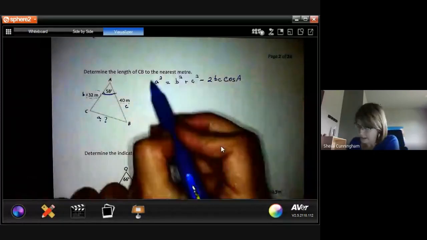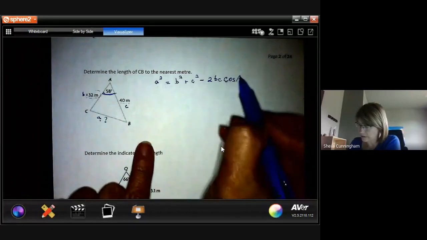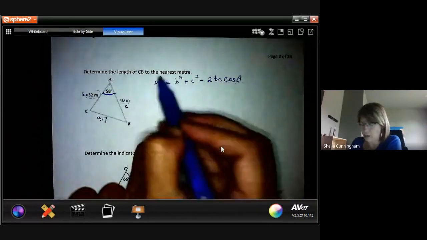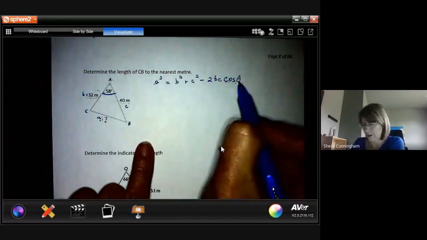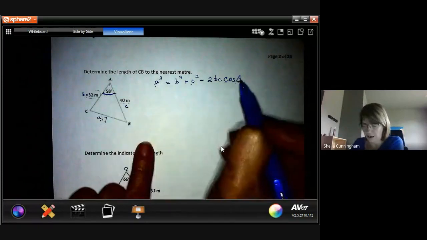And again, this side measure has to correspond with the same angle measure. They are the ones that correspond together, so they have to go here. I'm not going to put a B over here because I don't have the cosine of B. I'm not going to put the C over here because I don't have the cosine of C.